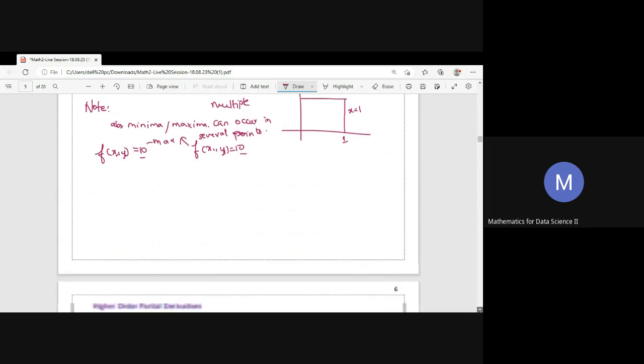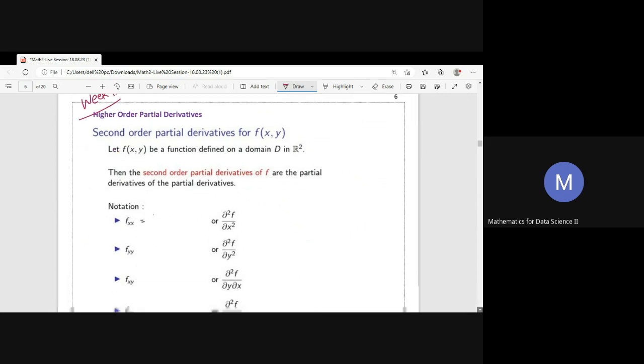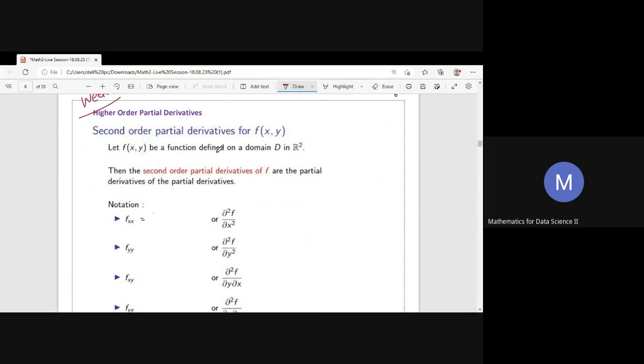Okay, fine. With this, we will now start with week 11 topics. We have seen only the first derivative properties up to week 10. Now in week 11, we are going to look at higher order partial derivatives. They are quite simple. If you know partial derivatives of first order, second order and other higher orders are pretty much the same.